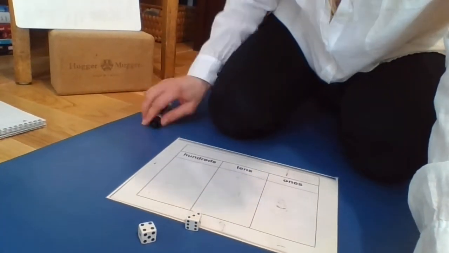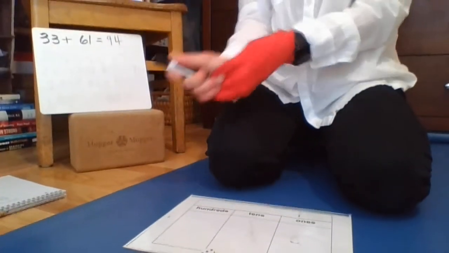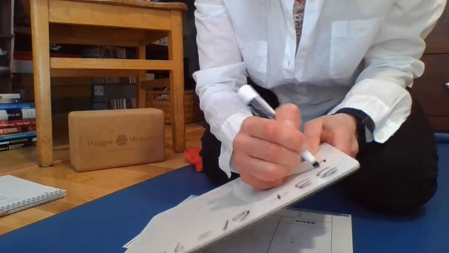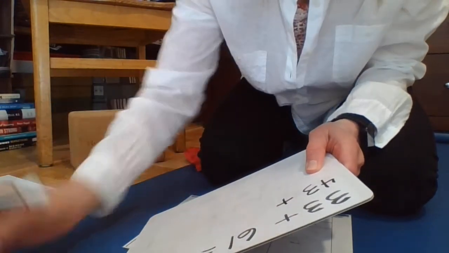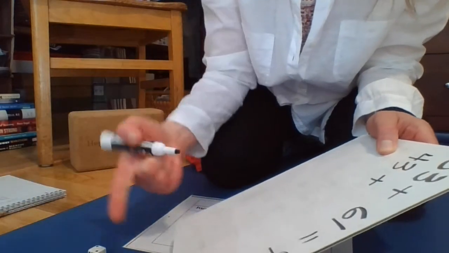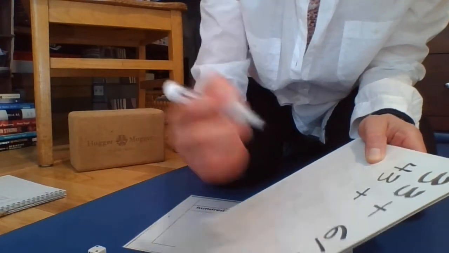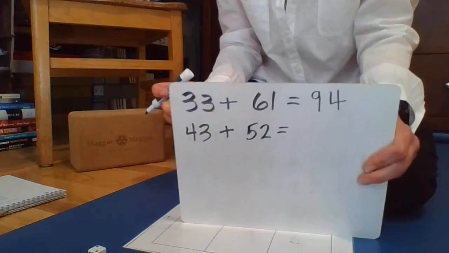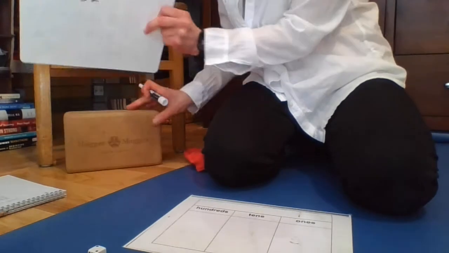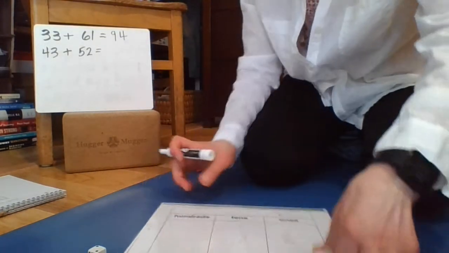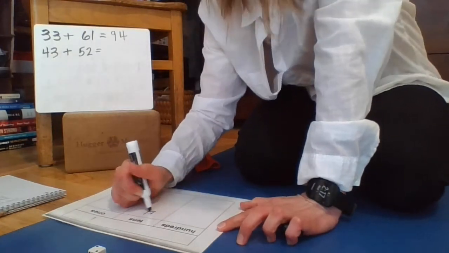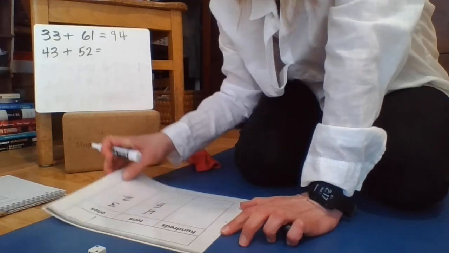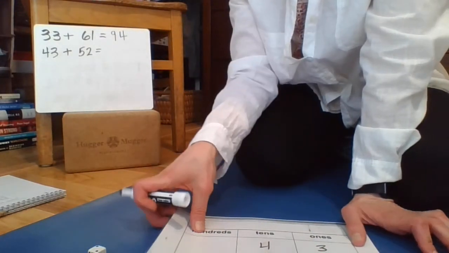43. Okay, so I'm going to write 43 plus 52. So now I have 4 tens and 3 ones, 5 tens and 2 ones. And I'm going to go ahead and do my calculations.